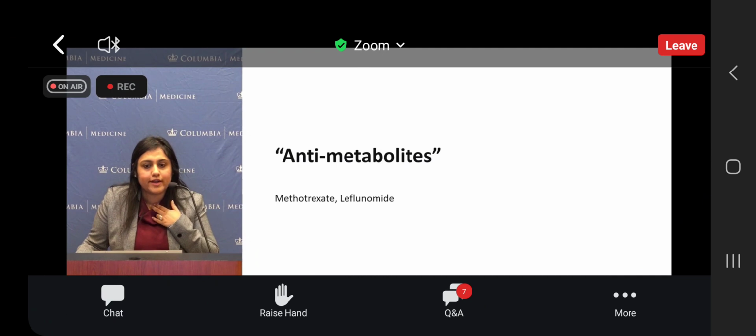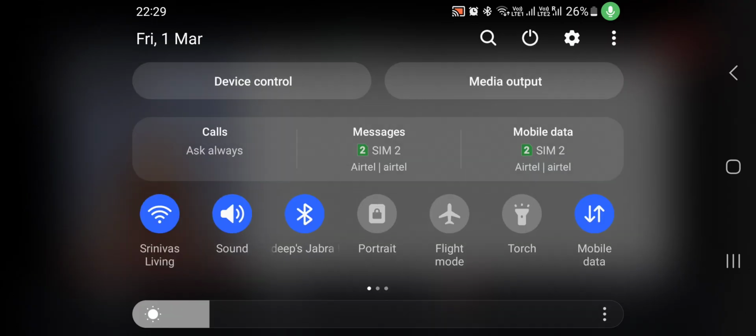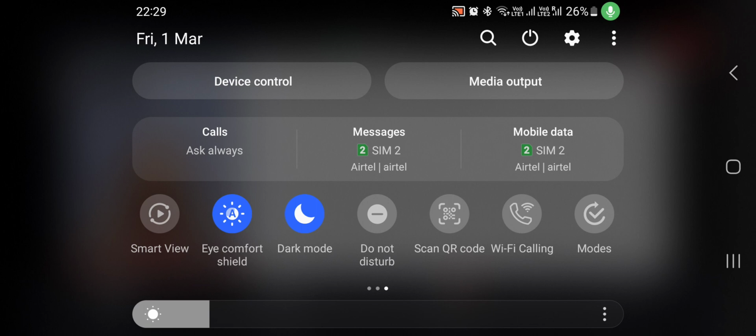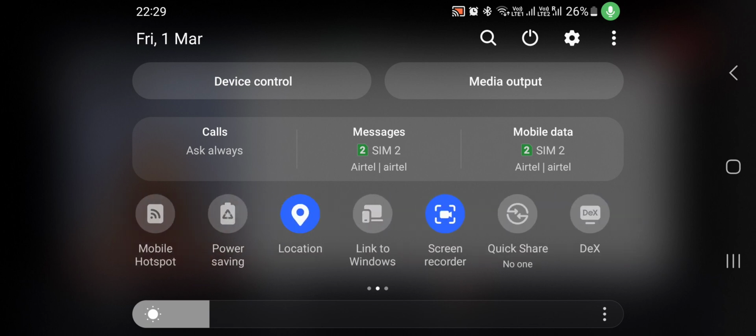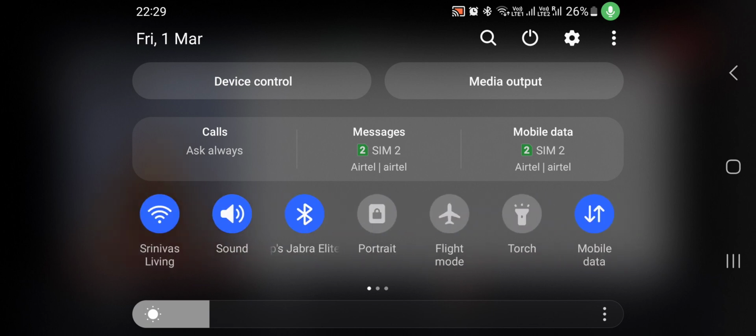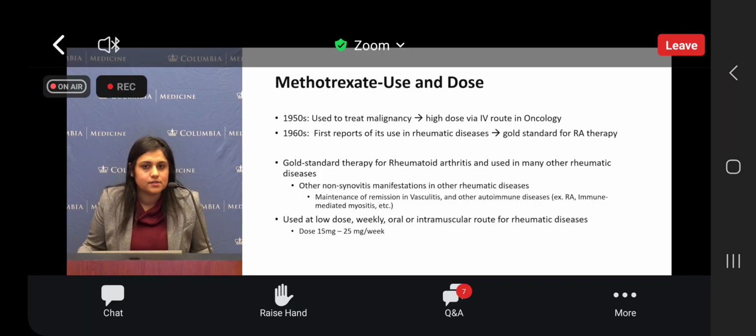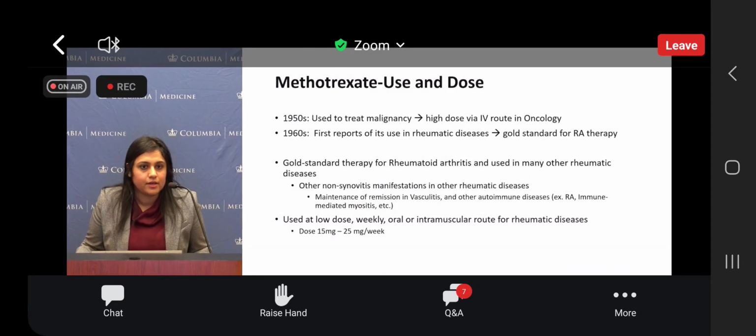So let's move on to what we call antimetabolites, which are medications that interfere with the cell cycle. So methotrexate is a very old medication. It was first used in the 1950s to treat malignancy, primarily with high doses via the IV route for oncological applications. And then in the 1960s, that's when we started getting the first reports of its use in rheumatic disease, eventually becoming the gold standard for rheumatoid arthritis therapy.